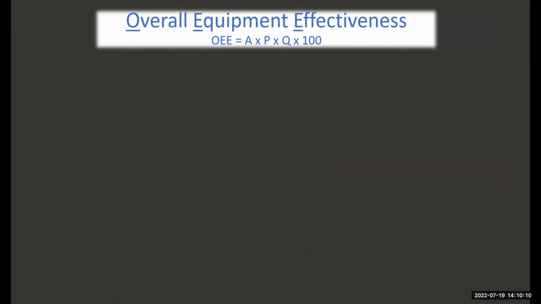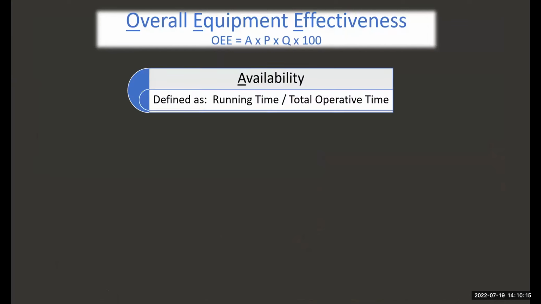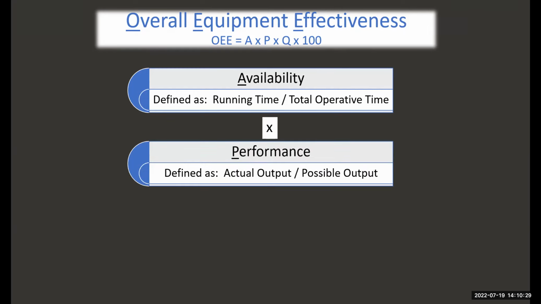Overall equipment effectiveness, or OEE, is a mathematical combination of three metrics. The first metric is availability. Availability is defined as the actual running time divided by the total operative time. In other words, what percentage of the shift was the machine capable of producing its parts? This is then multiplied to the performance, and the performance is defined as the actual output divided by the possible output. In this case, the pieces per hour the cell produces as compared to the pieces per hour that the cell is expected to produce.